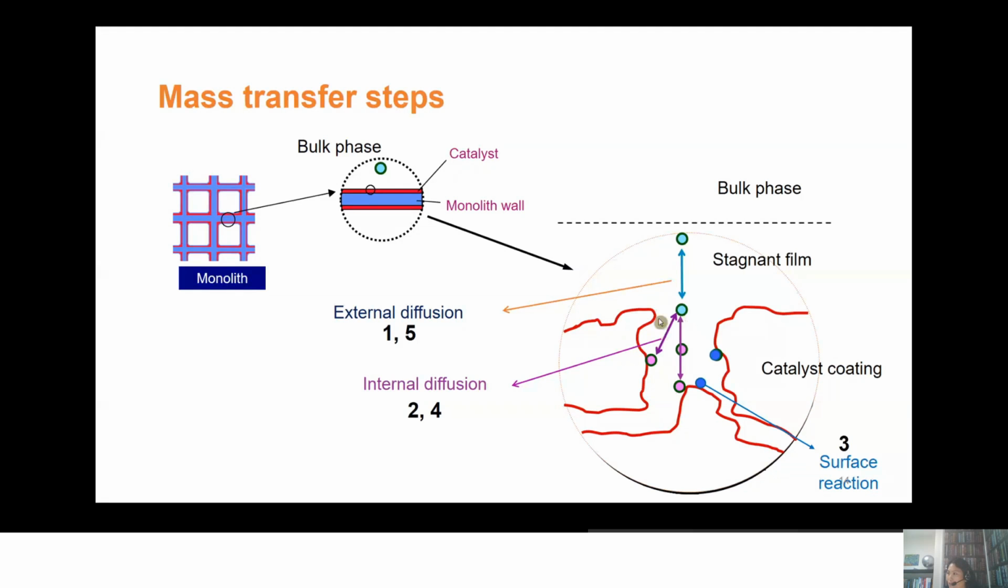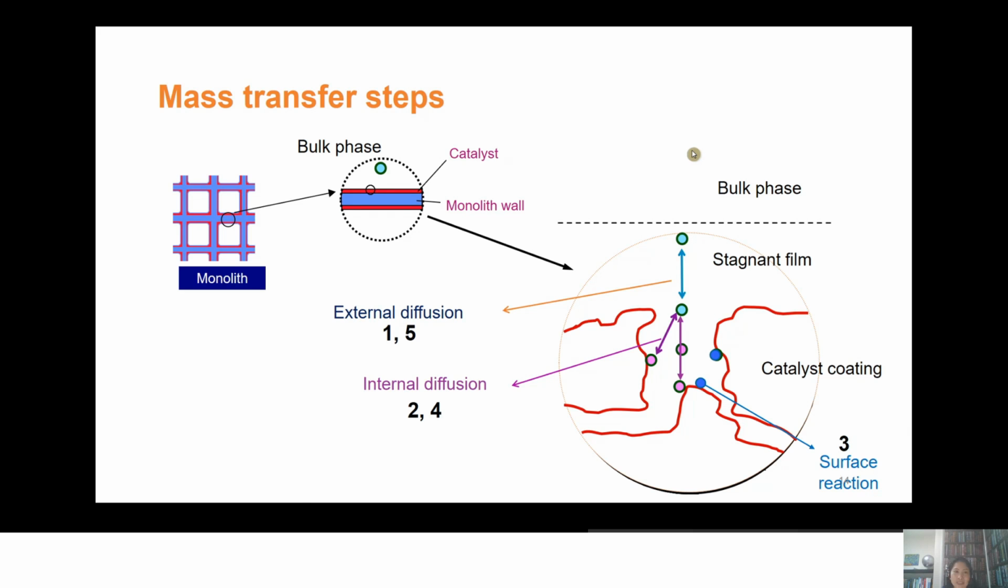And then inside the catalyst coating are the pore channels. And in the pore walls, those are where the active sites are. So let's quickly have a look at our steps. We have external diffusion from the bulk phase to the catalyst coating surface. Then there will be internal diffusion of the reactants into the pores, and then you will have reaction. Once the product is formed, it needs to internally diffuse out to the surface, and then the product needs to travel from the surface to the bulk phase.